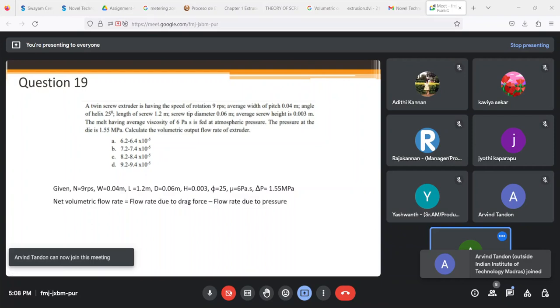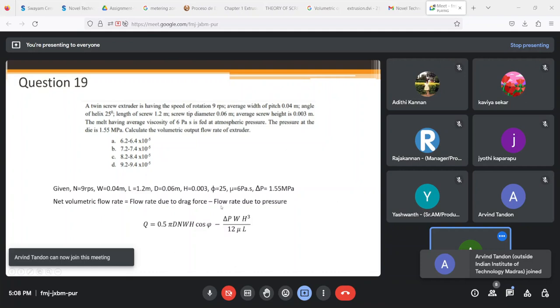So the net volumetric flow rate is flow rate due to the drag force minus flow rate due to pressure. Ideally, if they ask you to include leakage flow also, then you'll have minus flow due to leakage as well. But here, since nothing is mentioned about leakage flow, you can assume that to be negligible. So net volumetric flow rate is flow rate due to drag force minus flow rate due to pressure.